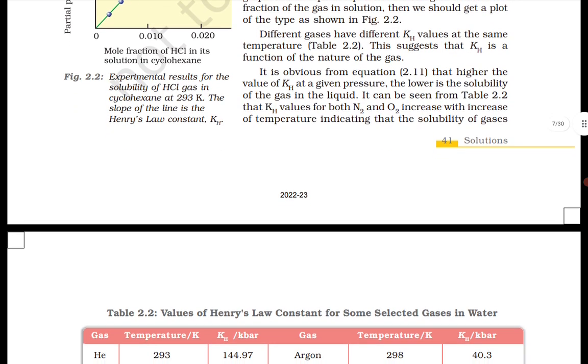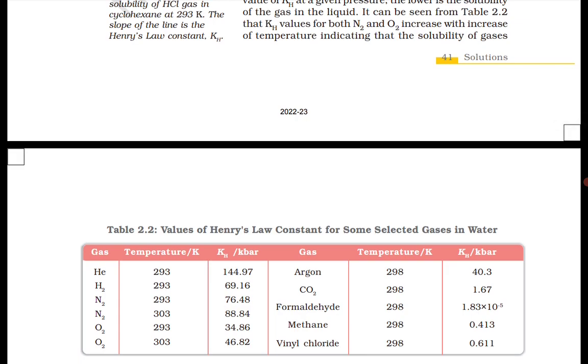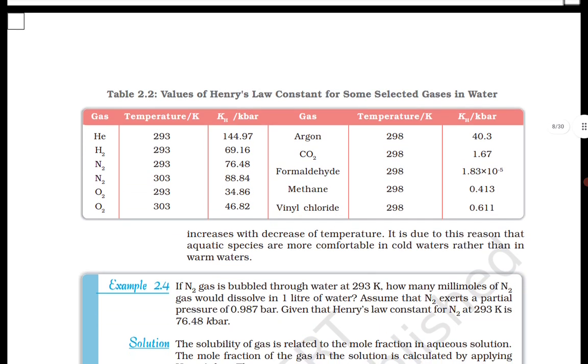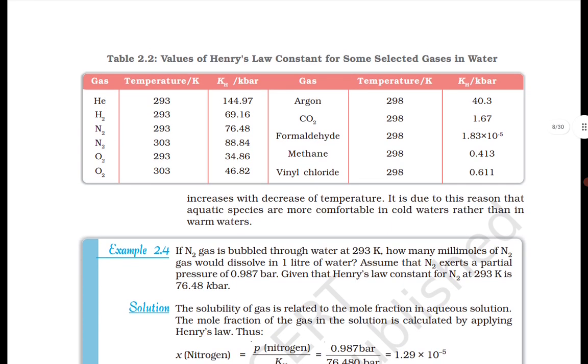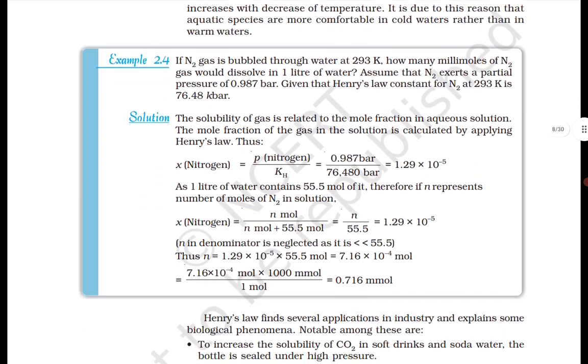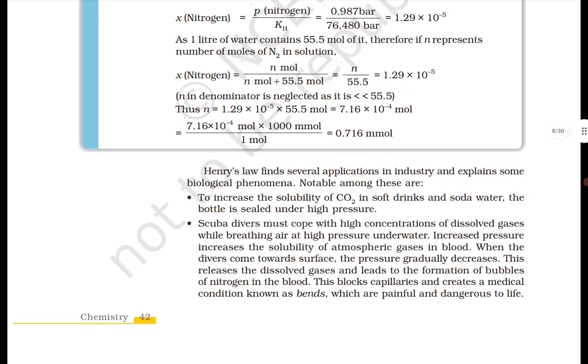It can be seen from table 2.2 that KH values for both N2 and O2 increase with the increase of temperature, indicating that the solubility of the gas increases with the decrease of temperature. This is why aquatic species are more comfortable in cold water rather than in warm water. Table 2.2 shows values of the Henry's law constant for some selected gases in water. Example 2.4 is given in your notebook. Please see and do that.